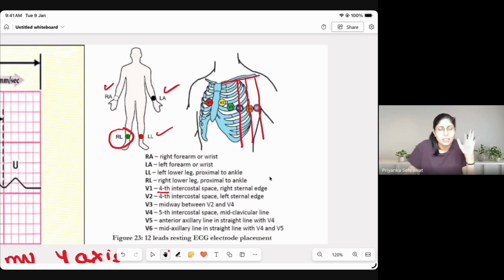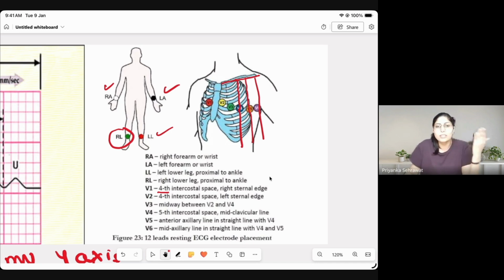What about V3? V3 is placed between V2 and V4. V3 का कोई specific space नहीं होता. We place V3 between V2 and V4. Okay. So all the leads are either in the 4th intercostal space or in the 5th intercostal space.